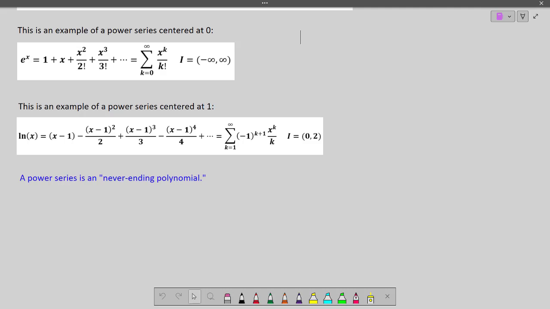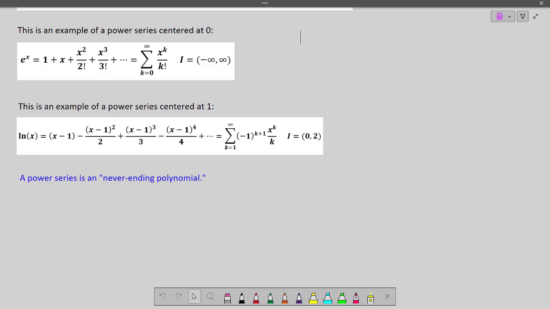Here's natural log of x. This one is centered at 0, and this one is centered at 1. So you can always see the center. It's kind of like those shifted polynomials that we dealt with back in college algebra and pre-calc, like if you do the shifting of a quadratic.